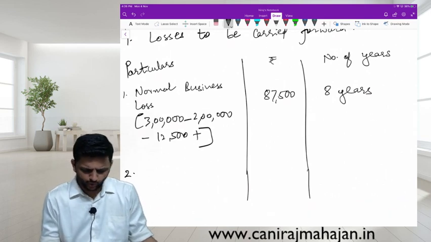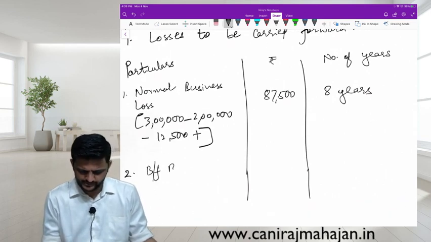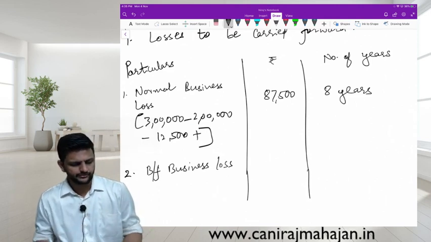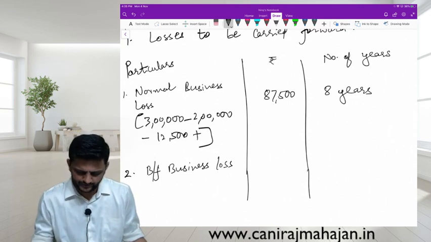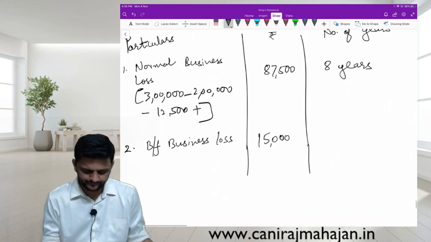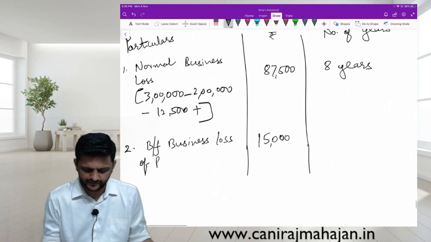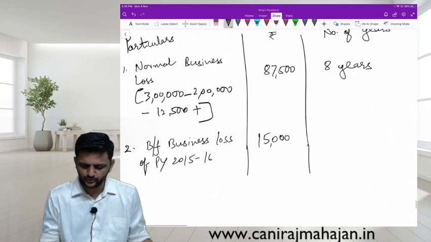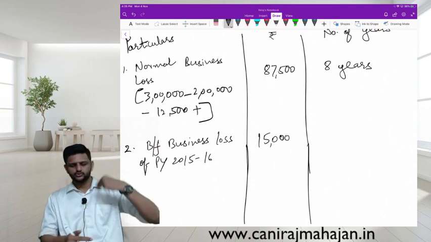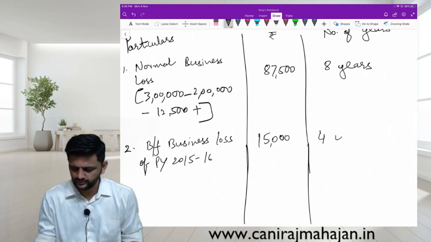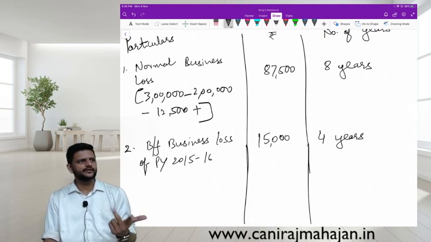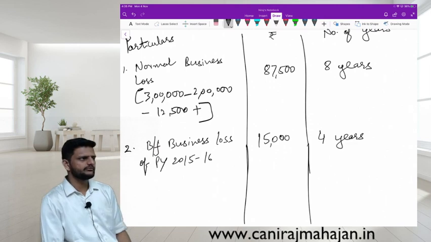Then brought forward business loss. Which one? The catering business loss is of how much? 15,000. Did we set it off? Not yet. 15,000. It relates to AY 16, 17, that is PY 15, 16, total were 8 years. Correct? 16, 17, 18, 19, 20, 4 years already over. So next again 4 years. Yes or no? 17, 18, 19, 20, 4 years done. So another 4 years.